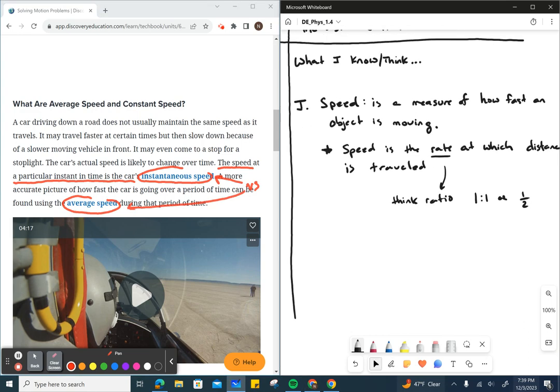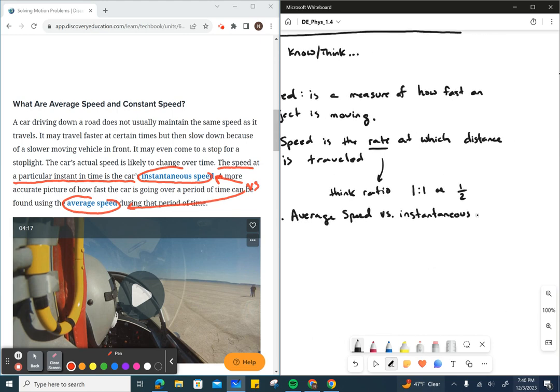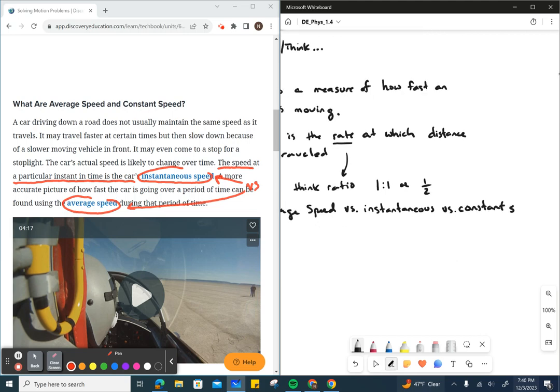So let's go ahead and write that down. We have average speed versus instantaneous versus constant speeds, right? Huh. Interesting, huh?